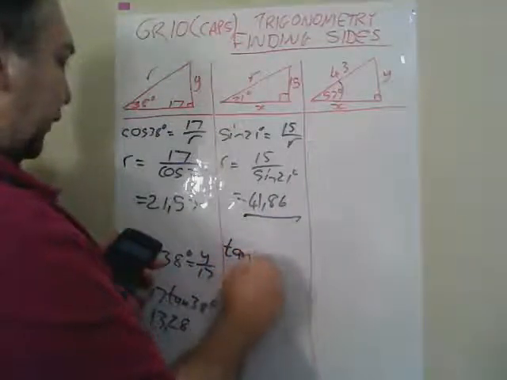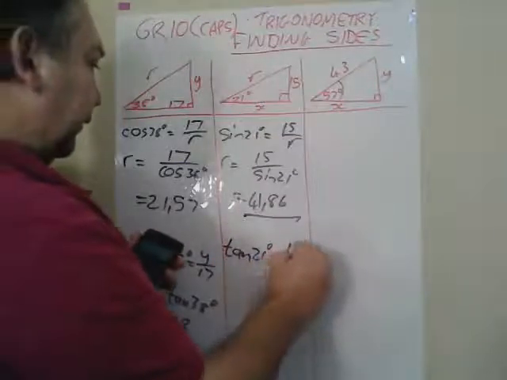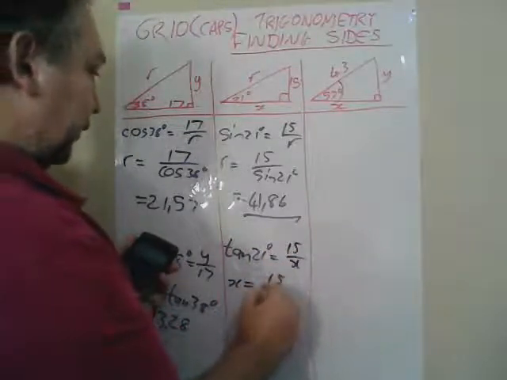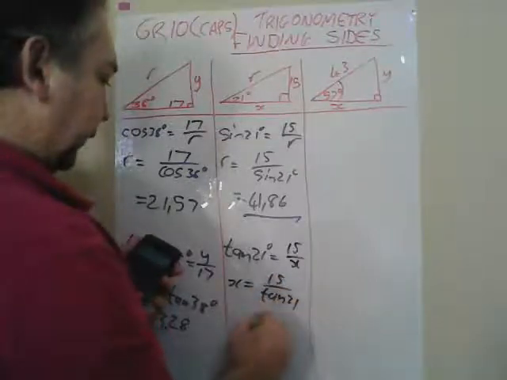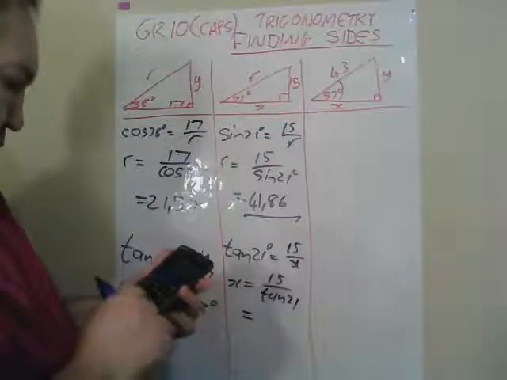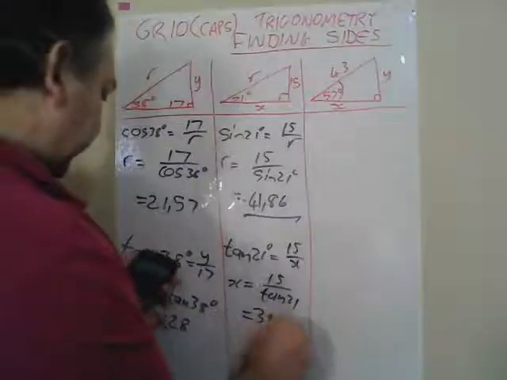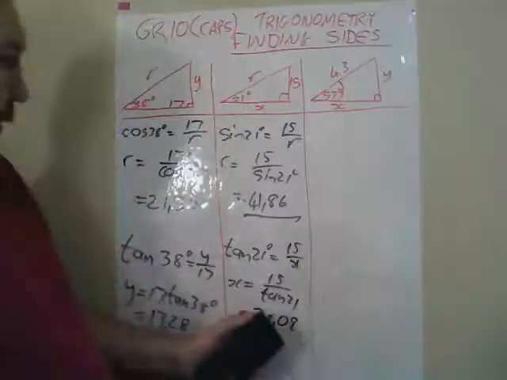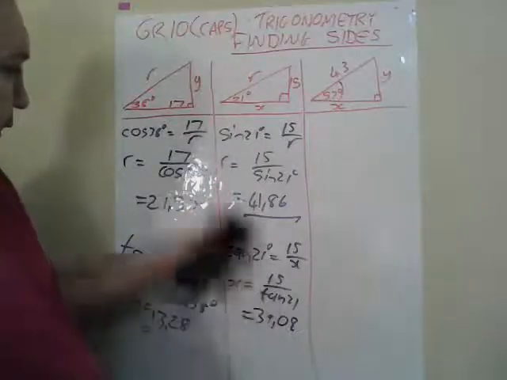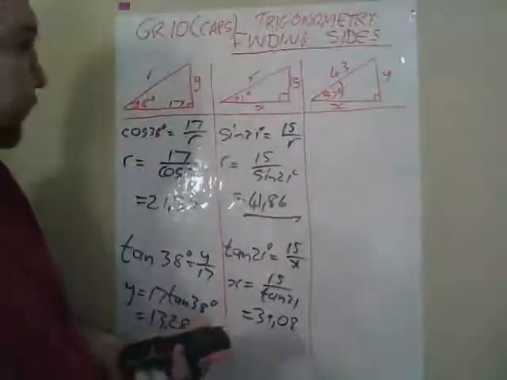So tan of 21 degrees is equal to 15 over x. So x is equal to 15 over tan 21, which will give us 39,08. So 21 is not a huge angle, and you can see sin gives us a hypotenuse of 41 and tan gives us a side of 39, and they're not that far apart.